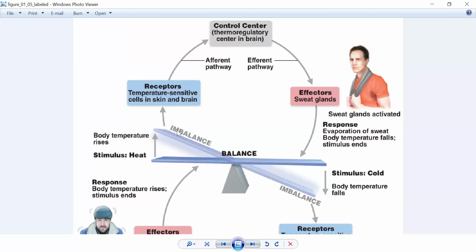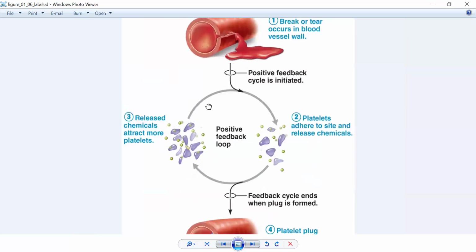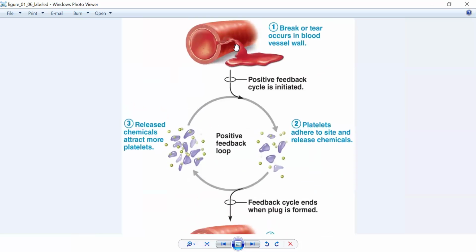Now, should the body help promote the stimulus, that would be called positive feedback. An example of positive feedback, let me see. Let's say you had a slight tear in a blood vessel. You don't want to keep bleeding. You want to seal that area off and form a blood clot.